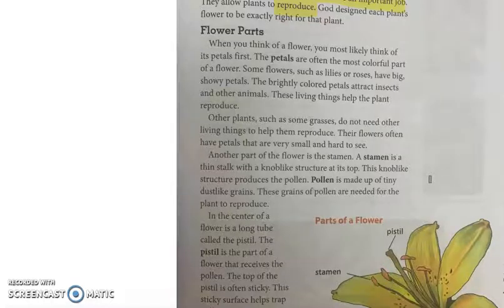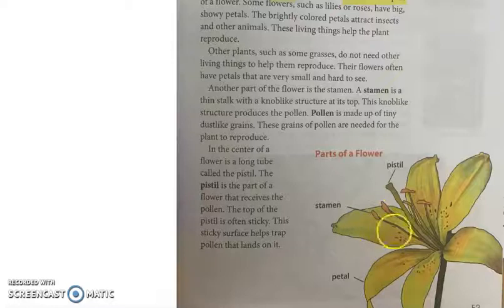When you think of a flower, you most likely think of its petal first. The petals are often the most colorful part of a flower. So a petal is the most colorful part, and that's this yellow leaf thing, this big part. This we call petal.